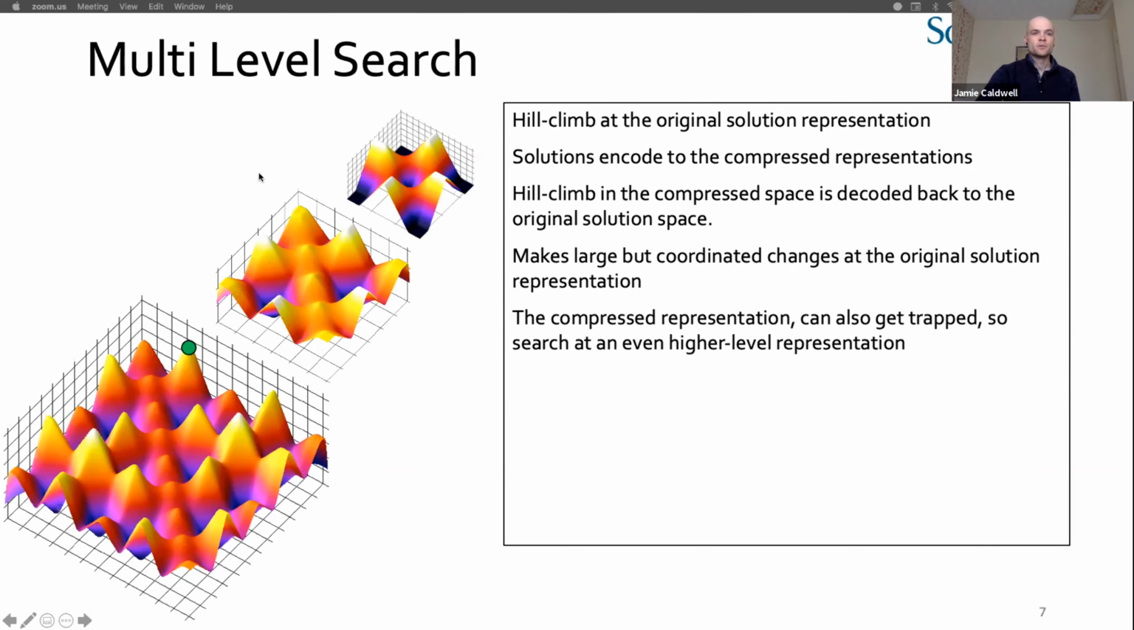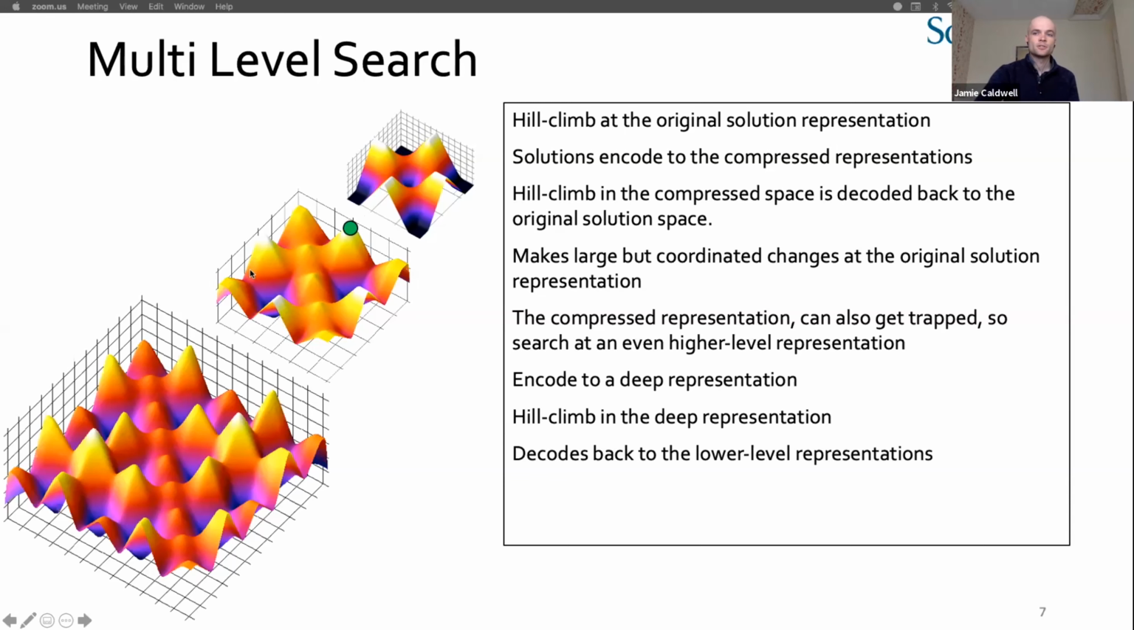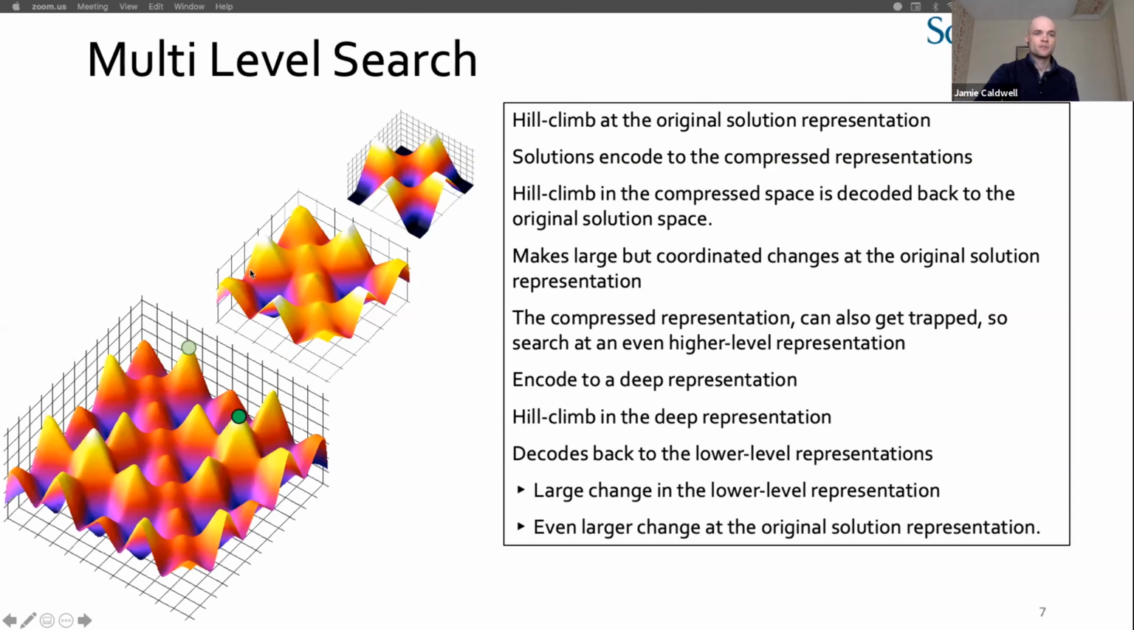Again, we can continue this process by going into successively deeper representations. So if we encode to this first one, we are now trapped again. But in the new representation, we can apply the hill climbing and evolutionary process at a deeper organization. We can apply the same process, find a superior solution, and then we can decode back to see how it's changed. And it's made a large but coordinated change at the intermediate representation and made an even larger change at the original solution representation, overcoming challenges in the fitness landscape.